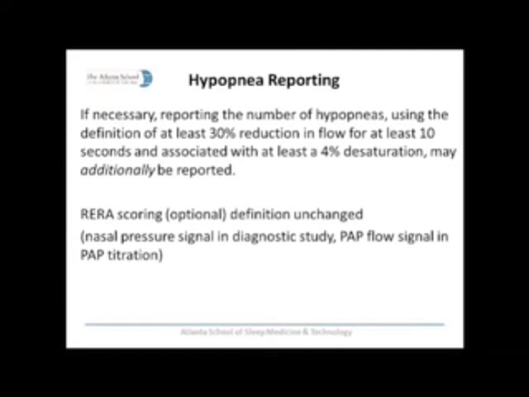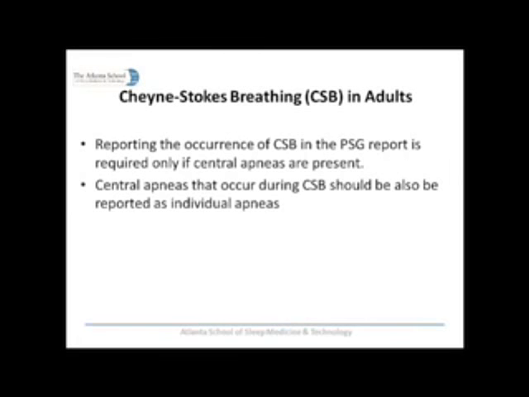The current recommended definition is a drop in the signal of at least 30% for at least 10 seconds using nasal pressure in a diagnostic study, or using the PAP device flow in a titration study, or, as mentioned previously, an alternate hypopnea sensor in the diagnostic study. So we're using that alternate hypopnea sensor if the nasal pressure signal is unreliable or not functioning.